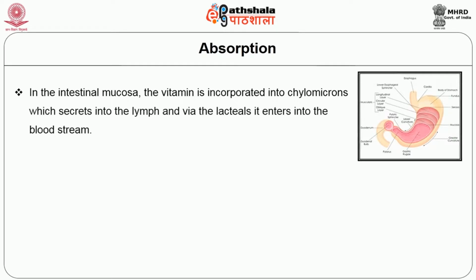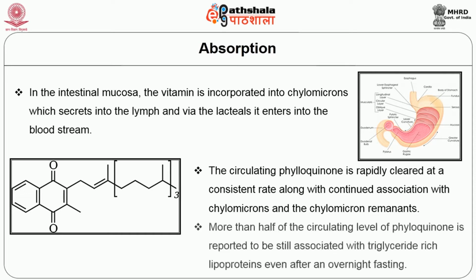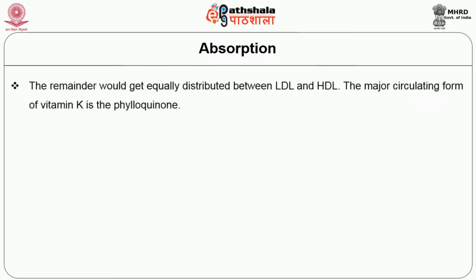In the intestinal mucosa, the vitamin is incorporated into chylomicrons, which are secreted into the lymph, and via the lacteals it enters into the bloodstream. The circulating phylloquinone is rapidly cleared at a constant rate along with continued association with chylomicrons and the chylomicron remnants. More than half of the circulating level of phylloquinone is reported to be still associated with triglyceride-rich lipoproteins even after an overnight fasting. The remainder would get equally distributed between LDL and HDL.